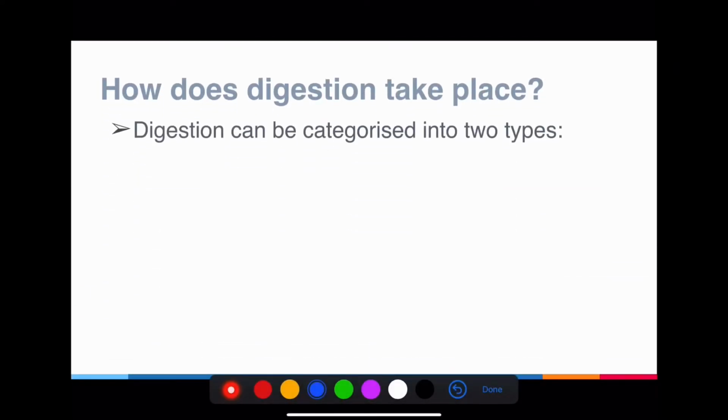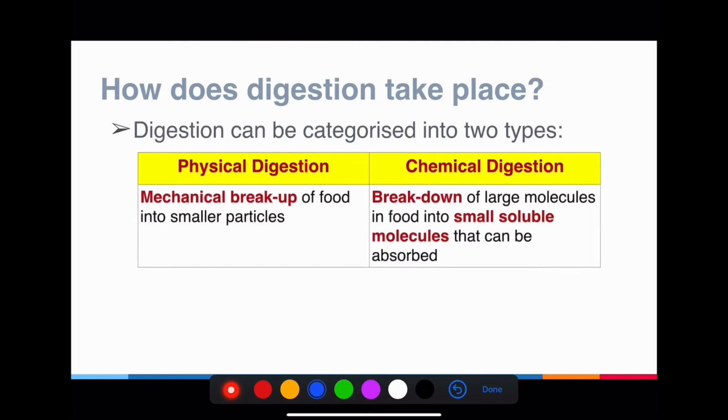So there's actually two kinds of digestion. The first kind is what I call physical digestion, whereby you mechanically break down food into smaller substances. The second one is what I call chemical digestion, whereby you break down larger molecules into smaller, soluble molecules that can be absorbed easily into the cell membrane.